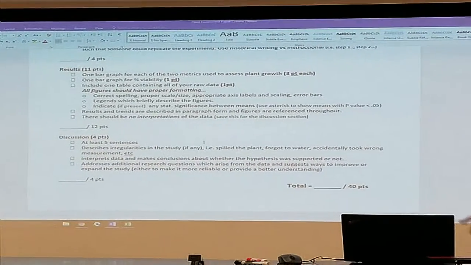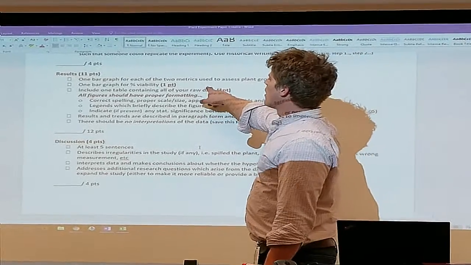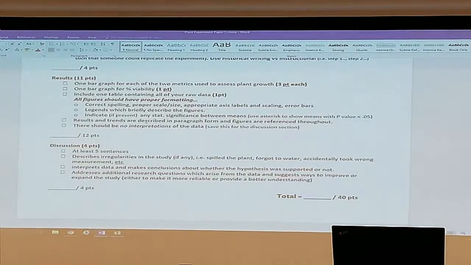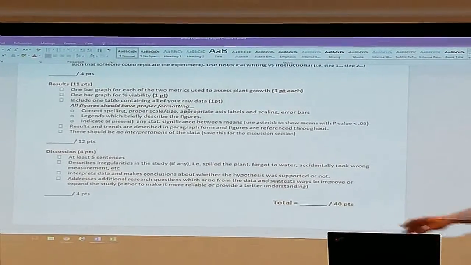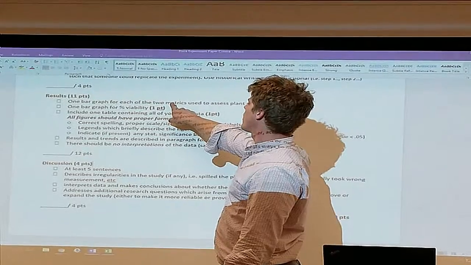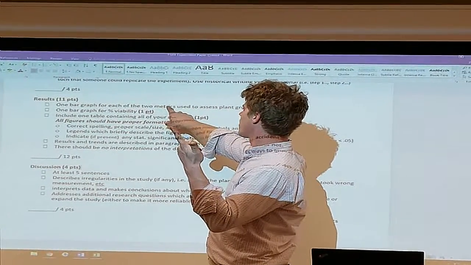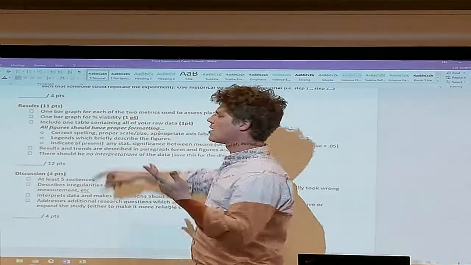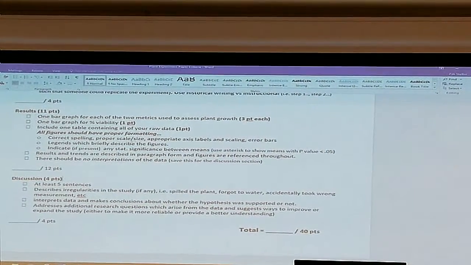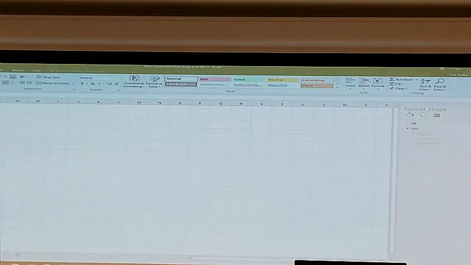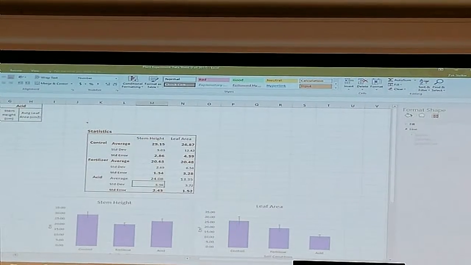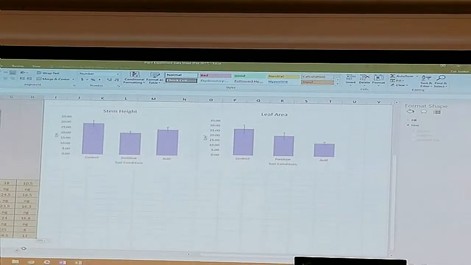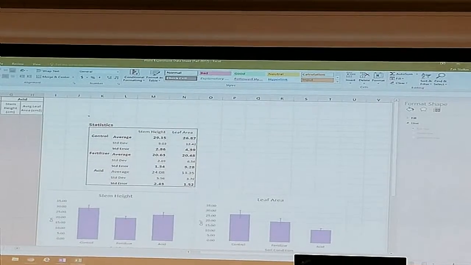And you know what? I might actually change some of the results. This bar graph for percent viability should actually be a table now that I think about it. But then basically you're just going to need a bar graph for each of the 2 metrics, so that's stem height and leaf area, and then a table for the percent viability, and then also one table that contains all of your raw data. The raw data would be this table here that you've already got. That's nice. So you can find a way to maybe arrange that somehow.